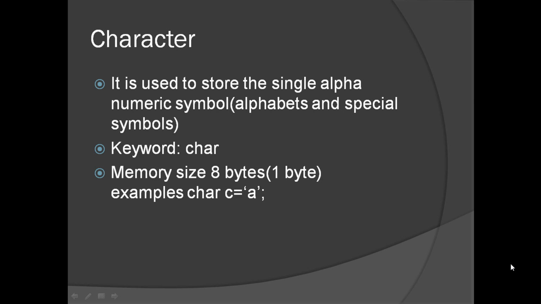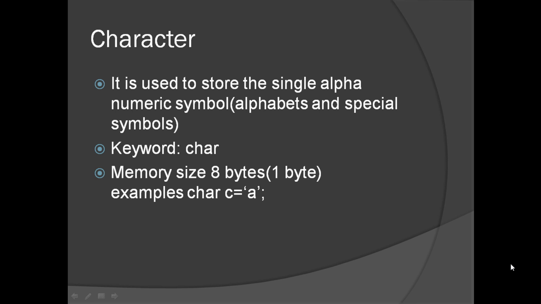The next data type in C language is character. Character is a data type which is used to store a single alphanumeric symbol. That means we can store alphabets and special symbols. So what do you mean by special symbols? We can store @, star or divided by. We can store these symbols as part of the character data type. The keyword which we use to denote character is char, in lowercase letters.